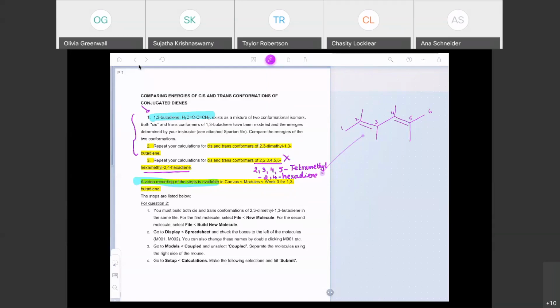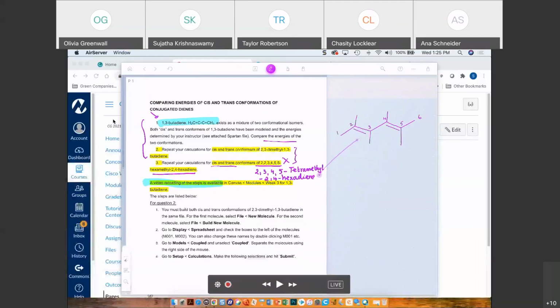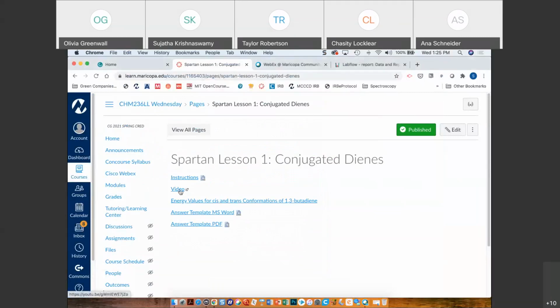I'm showing you exactly in that video clip how to build a cis and how to build a trans. So you should be able to do that for both these molecules. And then I've also shown you how to get the energies. You'll just follow the same instructions. Apart from that, I also have the written instructions in case you like that. But I think most students will select the video and watch it. And I've given you the energy values for the cis and trans conformations of 1,3-butadiene.